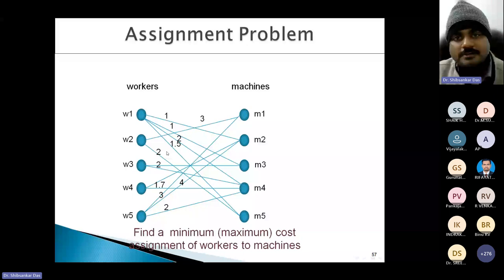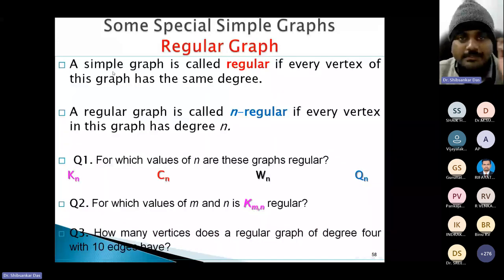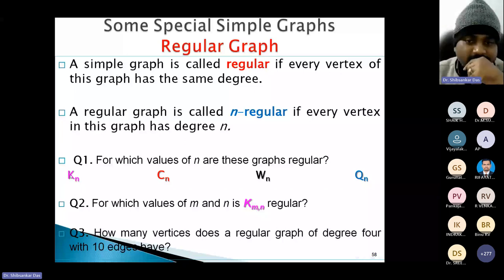Okay, so next is the idea of a regular graph. A simple graph is called regular if every vertex of this graph has the same degree. Okay, so for example, K_n is a regular graph.